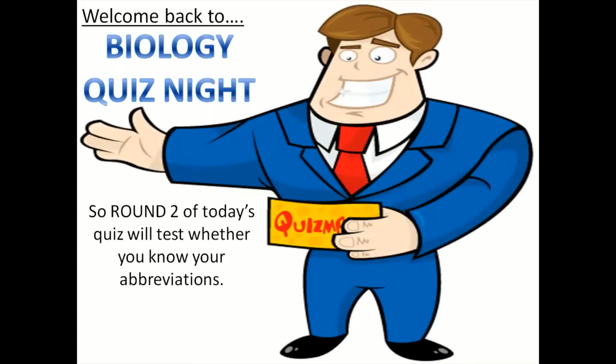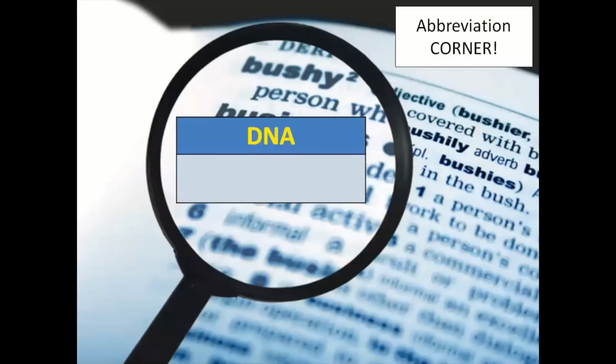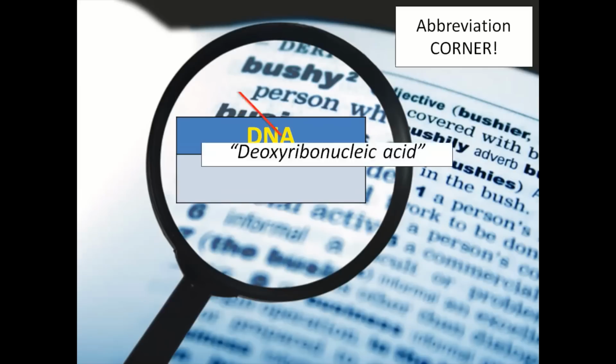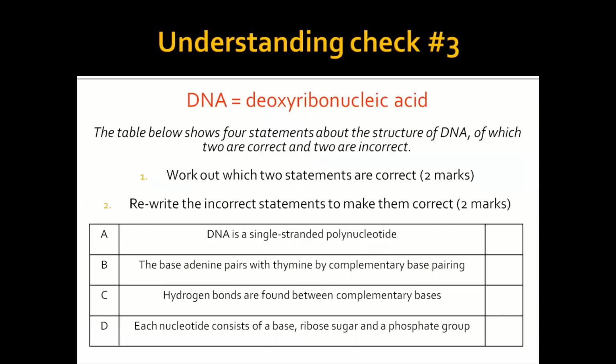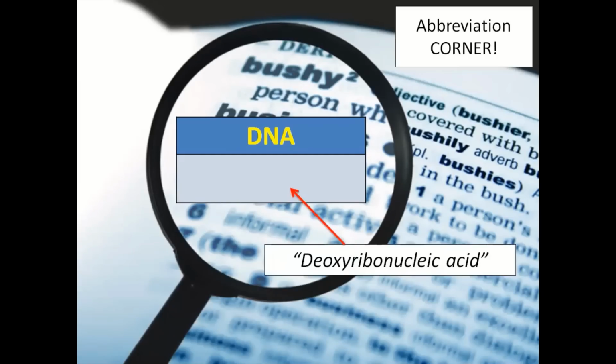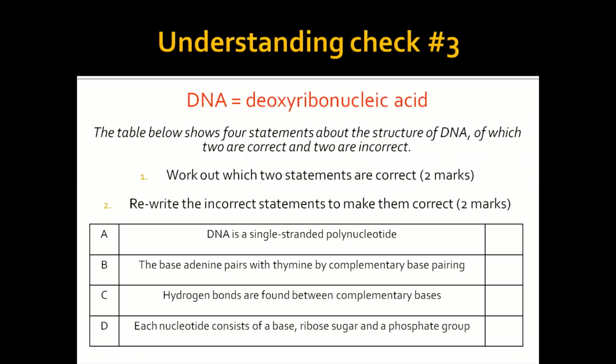Okay, so round 2 of today's quiz will test whether you know your abbreviations. What does DNA stand for? We've talked so much about DNA in this video. That's right, it's deoxyribonucleic acid. The table below shows 4 statements about the structure of DNA, of which 2 are correct and 2 are incorrect. Work out which 2 statements are correct. Rewrite the incorrect statements to make them correct.